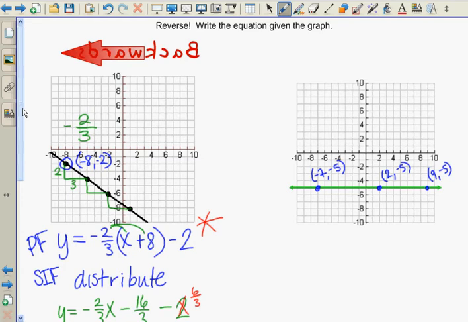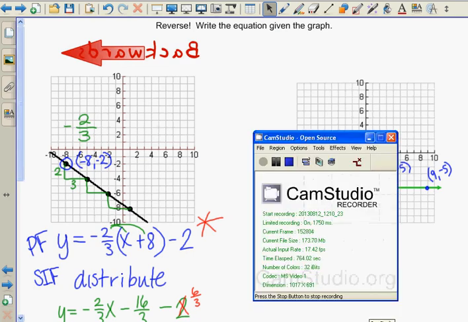What's common about all these points? They all have the same y value, so we know that this equation is a single y, no x at all, and it is always negative 5. So that is part 2 of our graphing linears and then also writing equations of linears.